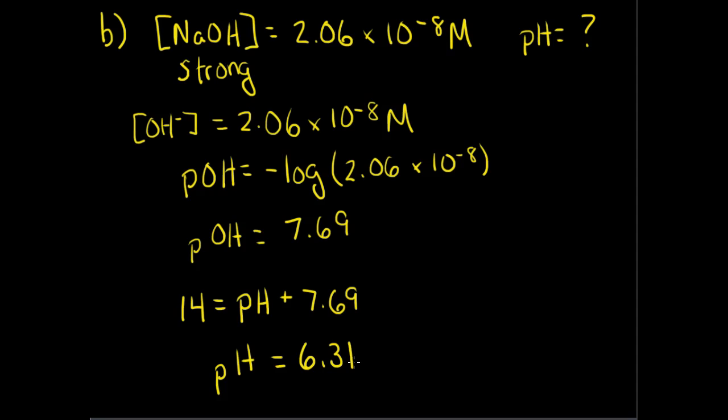Just subtract 7.69 from 14, and we get a pH value of 6.31. The important thing with these problems is that you see the steps that you need to get from one place to another. We've got a family of formulas that we use to do this, but you need to be able to see the step-by-step progression to get from what you're given to what you want to get to.